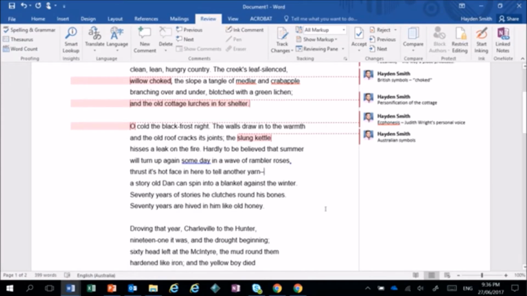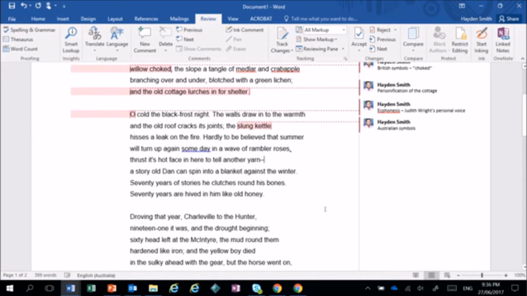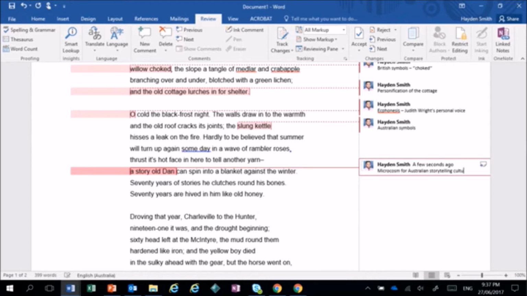Okay. Now, here's where I think the poem becomes quite unique, and I particularly love this poem for the way that Judith Wright incorporates the sense of Australian storytelling. So when it finishes there, thrust its hot face in here to tell another yarn, a story old Dan can spin into a blanket against the winter. So old Dan is a microcosm for Australian storytelling culture.